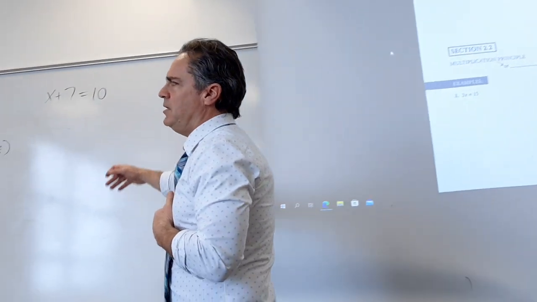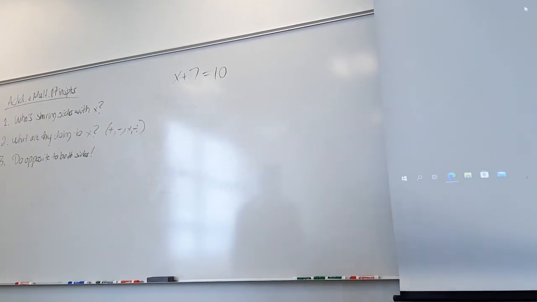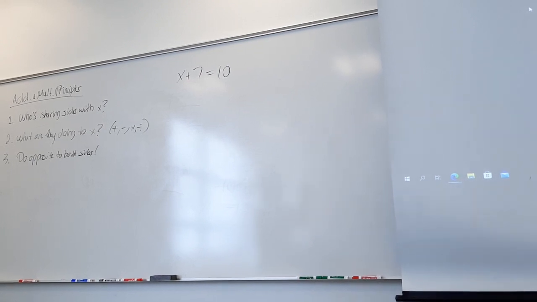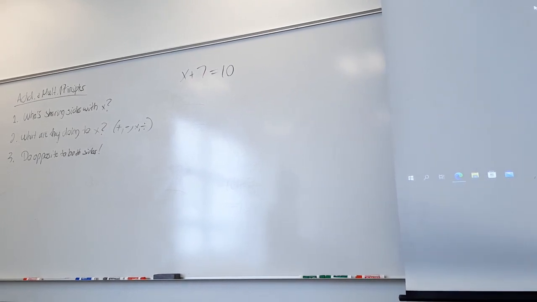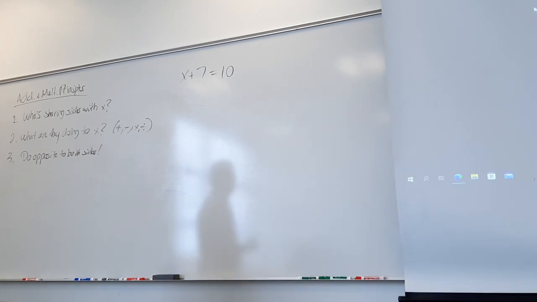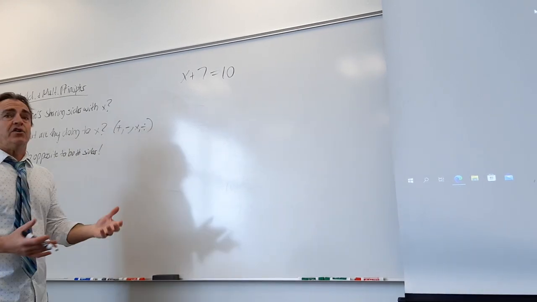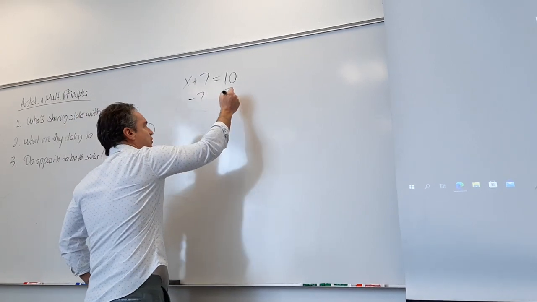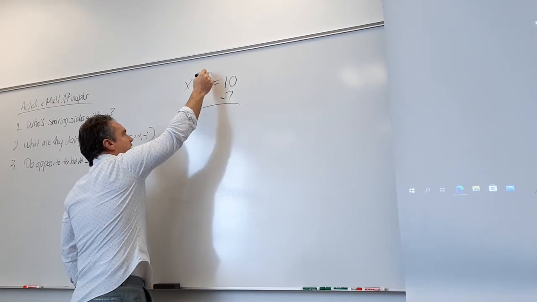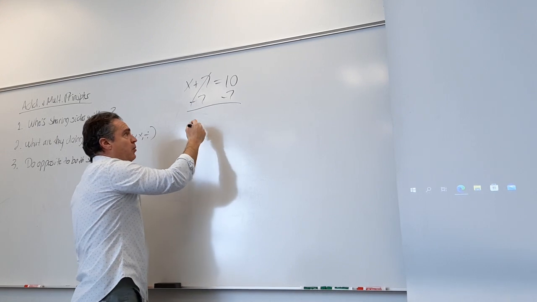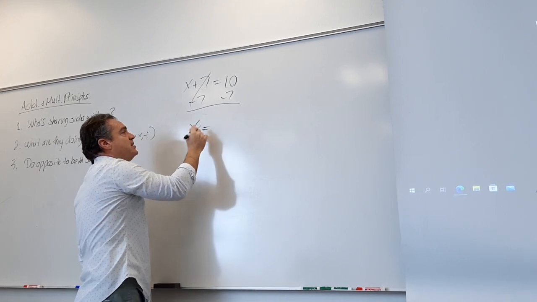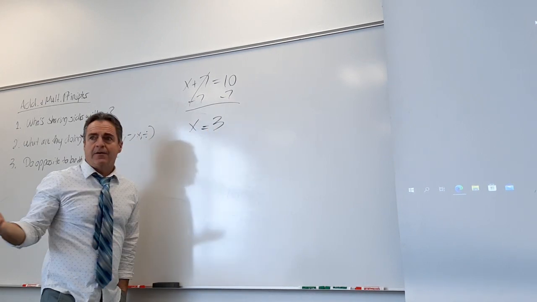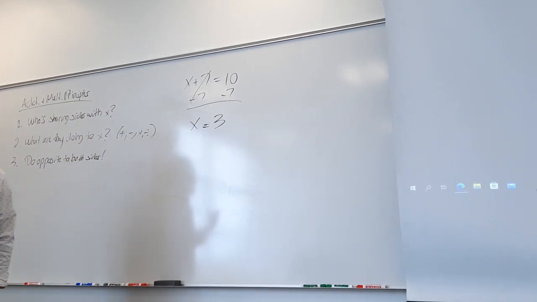x plus 7 equals 10. Who is sharing sides with x? 7. What's it doing to your x? Addition. What's the opposite of addition? And you're going to do that to both sides. Why? Because of the balance rule. What you do to one side, you got to do to the other side. 7 minus 7 is gone. Makes x plus 0, which is just x. x is alone. 10 minus 7 is 3. Very good. And we could do this problem in our head.